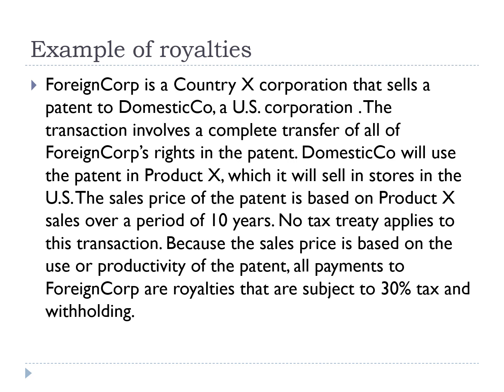Because the sales price is based on the use or productivity of the patent, all payments to Foreign Corp are royalties that are subject to 30% tax and withholding. The next category of non-business income is rents.